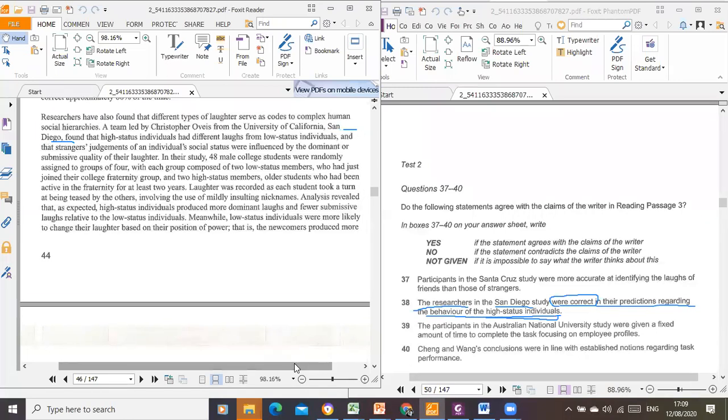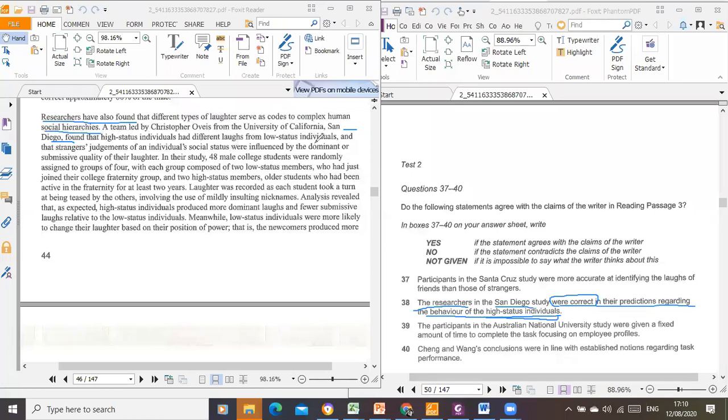We have read this passage before. Honestly, there was nothing mentioned about that. They didn't mention whether researchers made predictions at all. So let's look at it. Researchers have also found that different types of laughter serve as code to complex human social hierarchies.